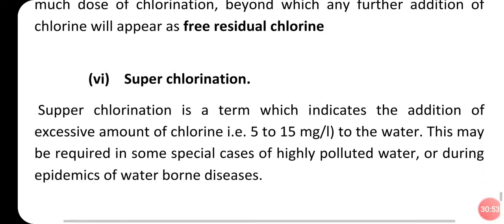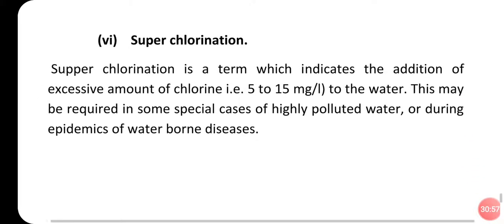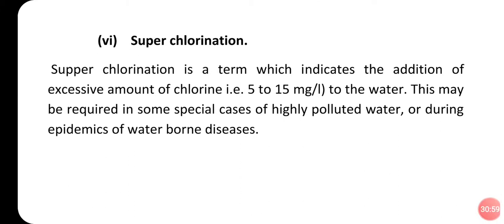And the last one, the sixth one, is superchlorination. What is superchlorination? That we shall see. In fact, superchlorination is nothing but more chlorination. It is a term which indicates the addition of an excessive amount of chlorine, that is 5 to 15 milligram per liter, to water. So this may be required in some special cases.